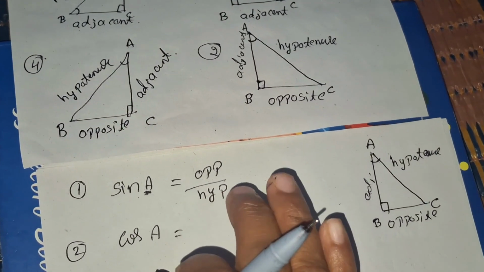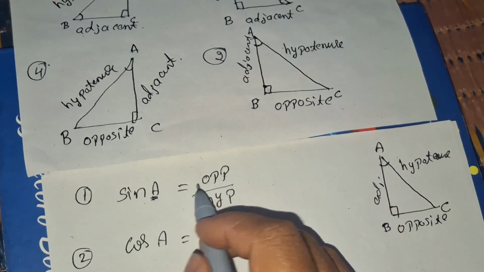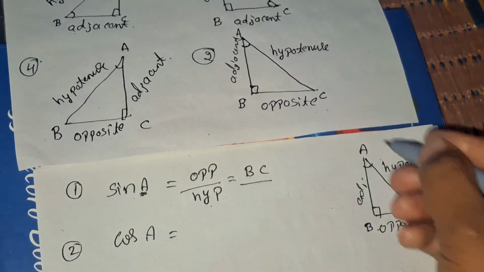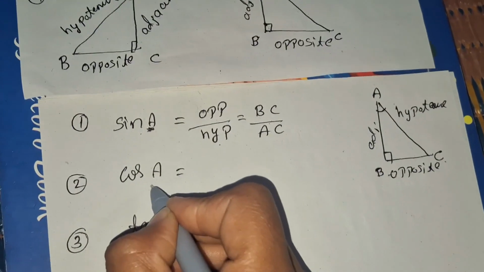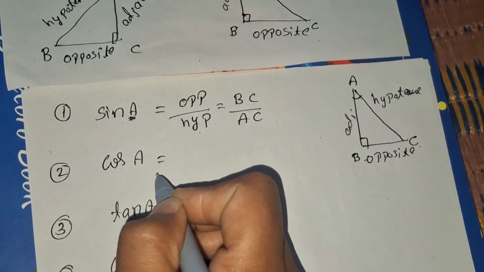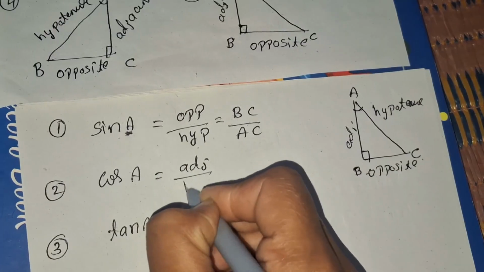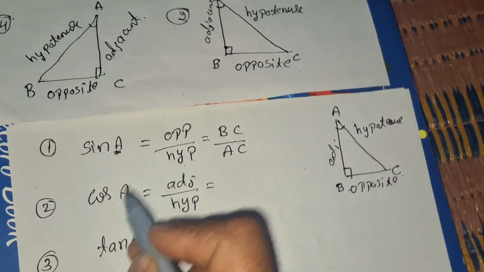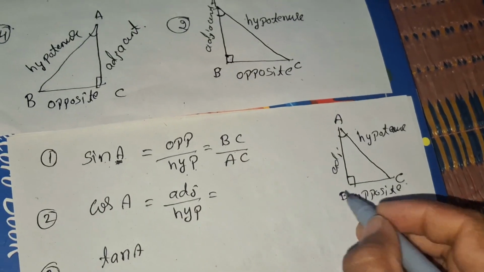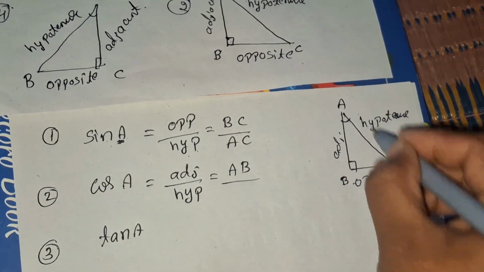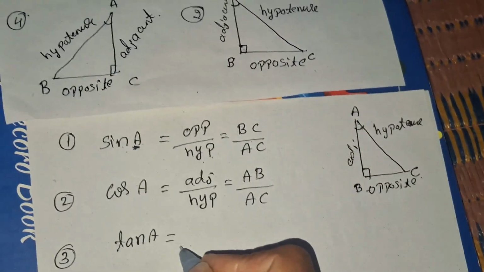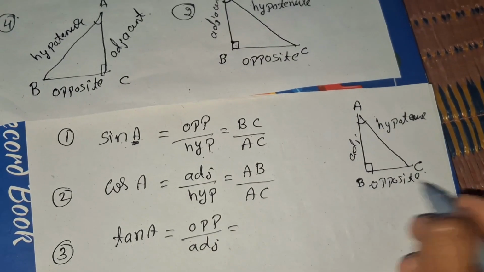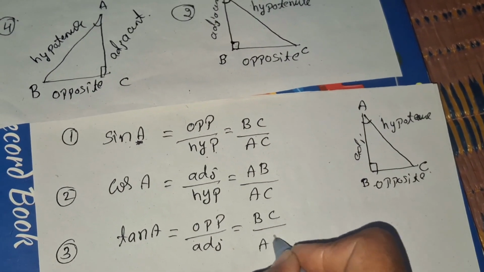The formula is very important, children. So please note: opposite by hypotenuse. What is the opposite side? BC. BC by the hypotenuse, AC. Then cos A. What is the formula of cos A? Cos A is adjacent by hypotenuse. Sine of angle A is opposite by hypotenuse. Cos of angle A is adjacent by hypotenuse. What is adjacent? AB. AB by AC. Then what is tan A? Opposite by adjacent. What is the opposite side? BC. What is the adjacent side? AB.